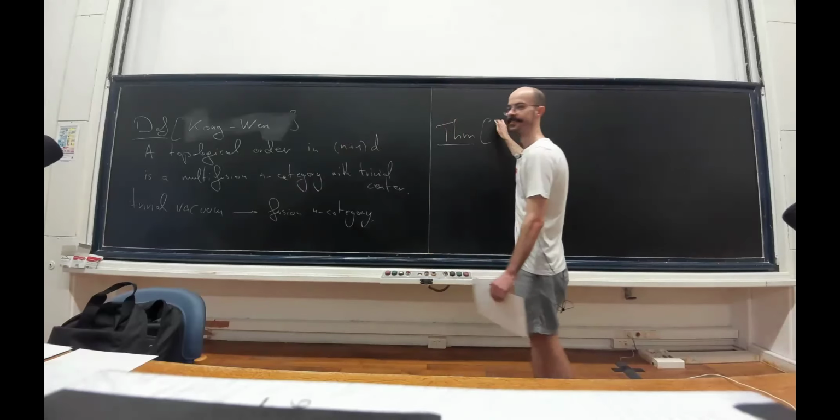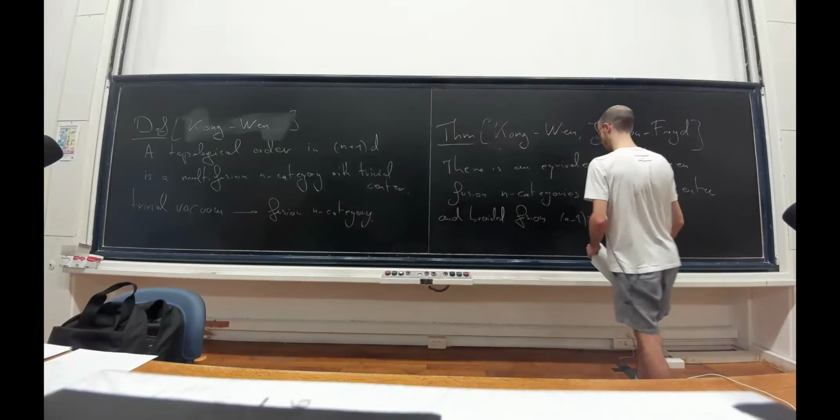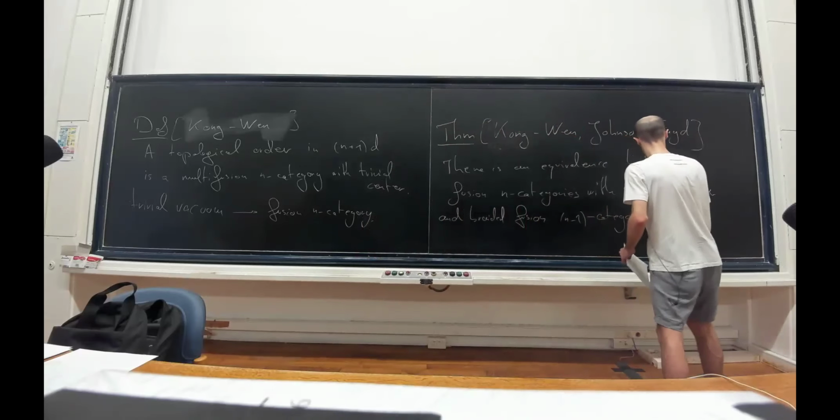There's an equivalence between, and I'm only going to write the algebraic statements, but there's some physical one, fusion n categories with trivial center and braided fusion n-1 categories with trivial center. To avoid saying trivial center all the time, we should say non-degenerate for the latter.